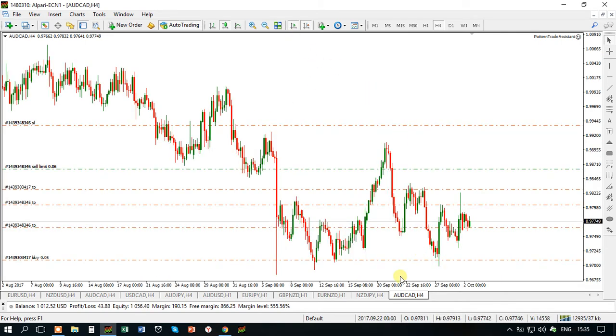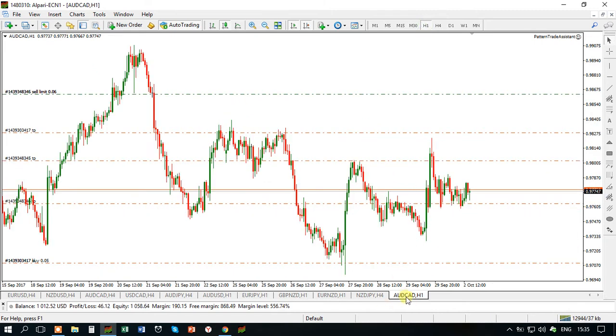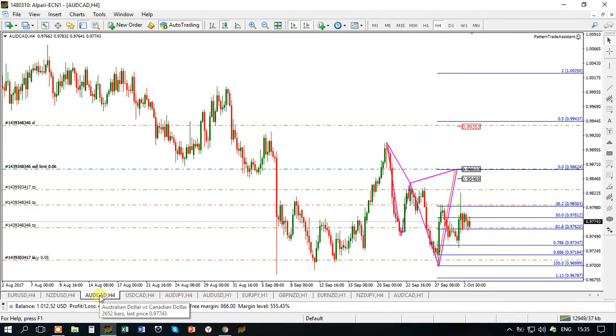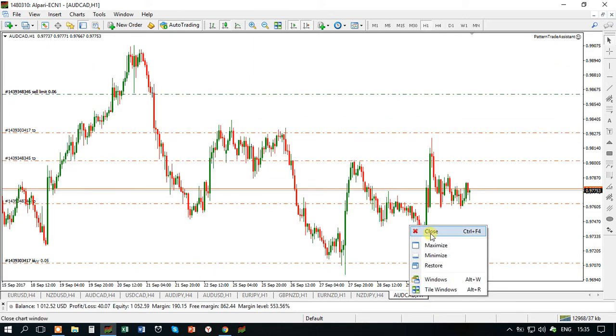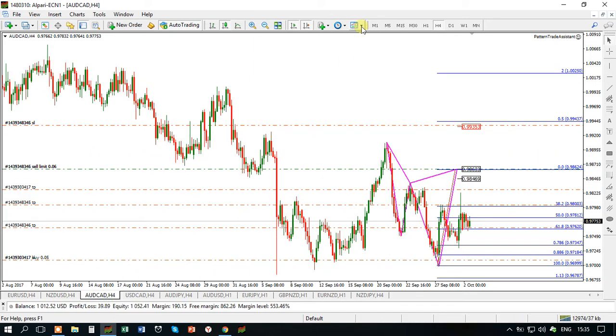It seems to me I have this on my radar. Aussie Canadian 1 hour. What do I have on Aussie Canadian? 4 hours cipher, and right now I have this running. Boom. Okay, what would I do? I would do it this way. I would switch this to 1 hour.